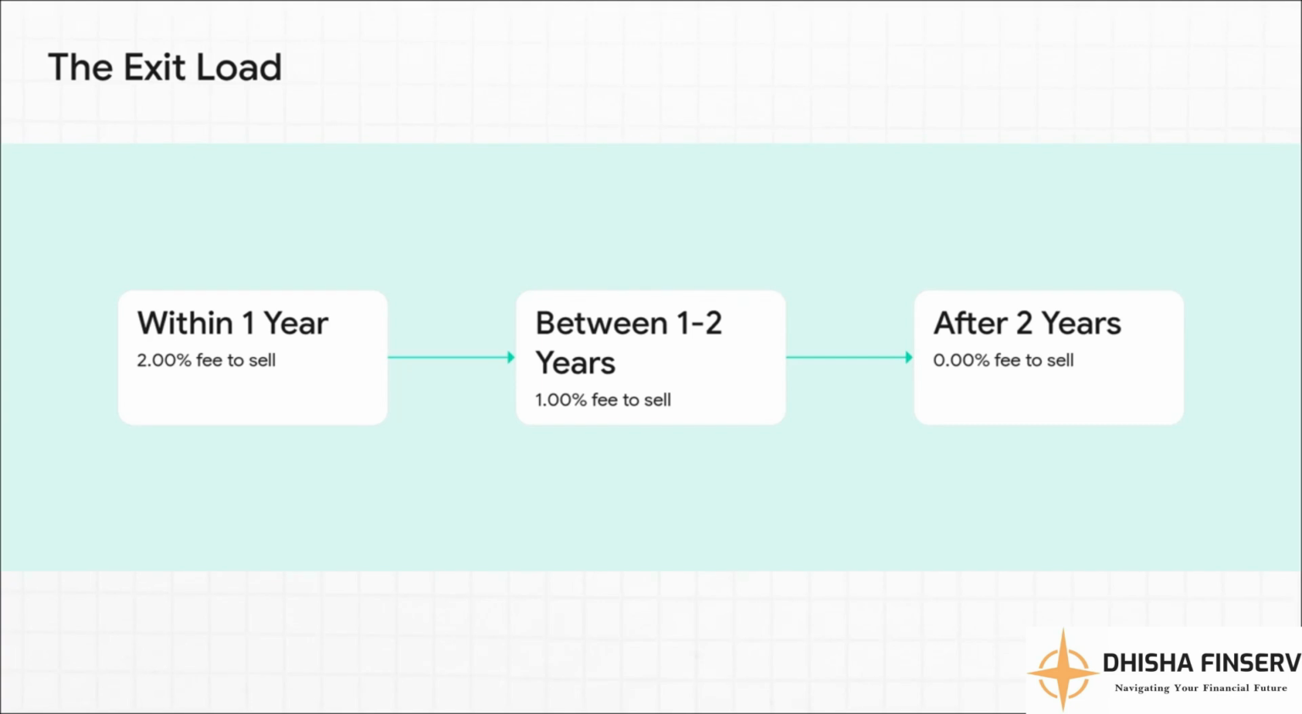This is called an exit load. Basically, it's a fee for selling your investment too early. The fund really wants you to think long-term. So if you sell in the first year, there's a 2% fee. Between 1 and 2 years, it drops to 1%. And if you hold on for more than 2 years, the fee is 0.